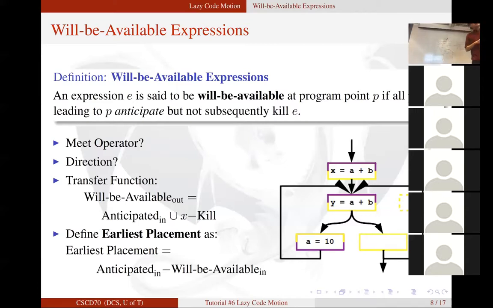So therefore, in the control flow graph that we are showing on the slide, we'll be having one earliest placement on the left-hand side of the program path, which is here, after setting a equals 10.